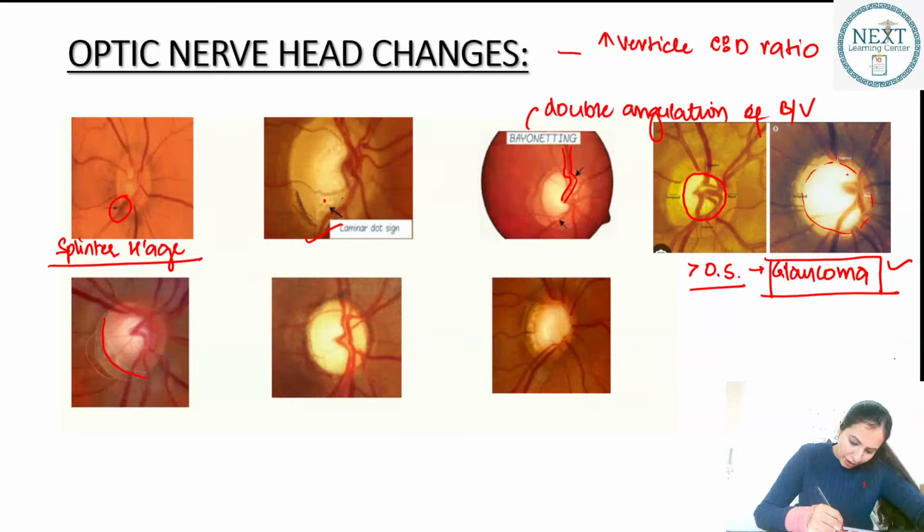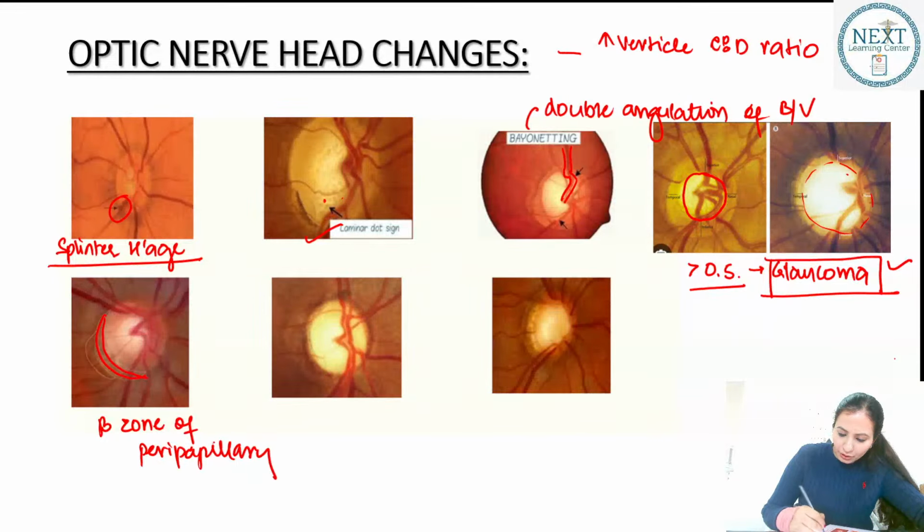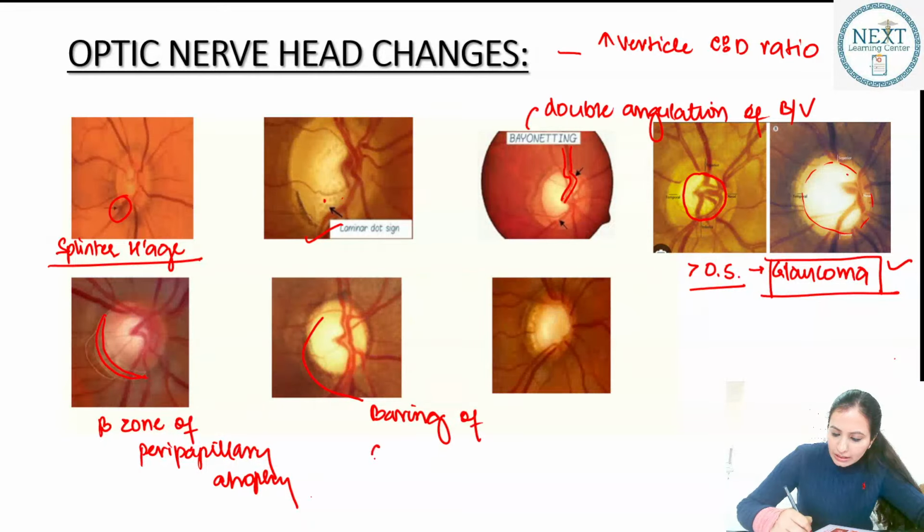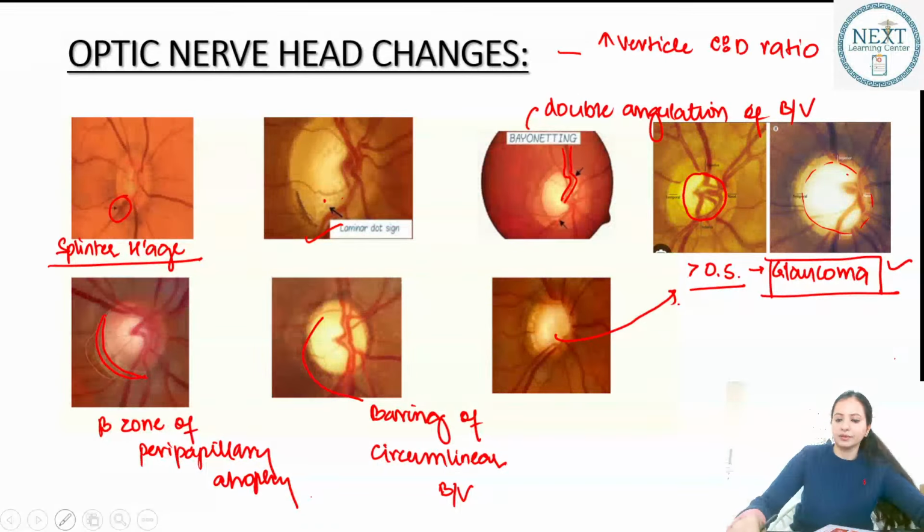This is your beta zone of peripapillary atrophy. This is your bearing of circumlinear blood vessels. This is again your cupping.